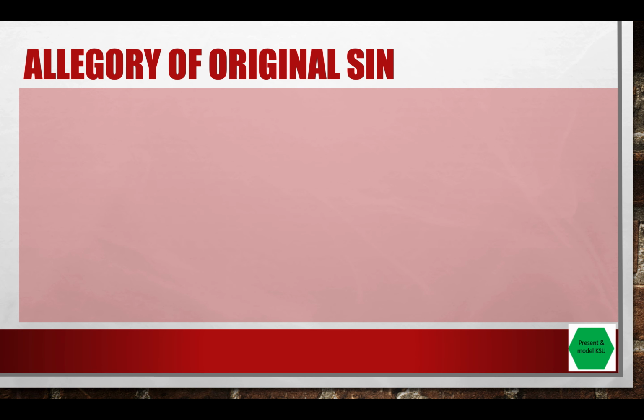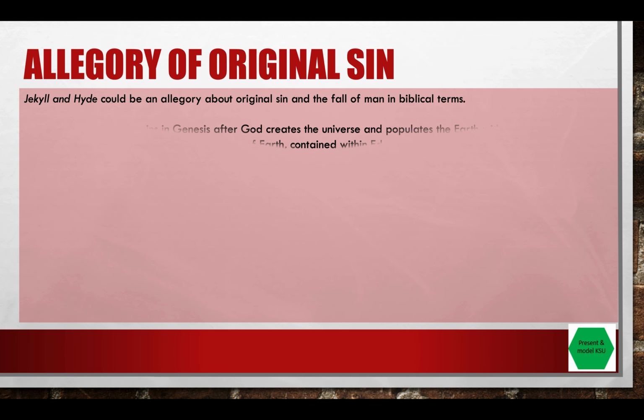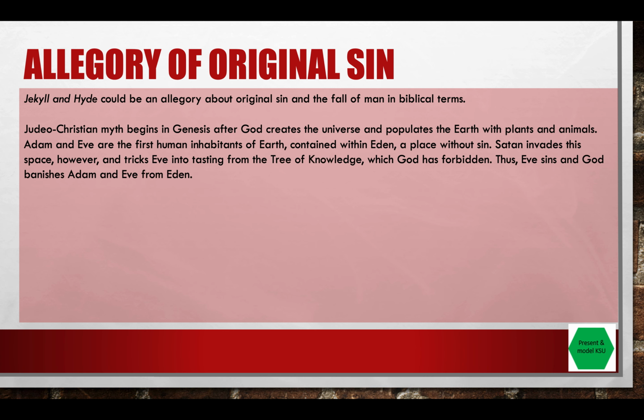Okay, let's move on then to allegory of original sin. Stevenson's text could be an allegory about original sin and the fall of man in biblical terms. Judeo-Christian myth begins in Genesis after God creates the universe and populates the earth with plants and animals. Adam and Eve are the first human inhabitants of earth, contained within Eden, a place without sin. Satan invades this space, however, and tricks Eve into tasting from the tree of knowledge, which God has forbidden. Thus, Eve sins and God banishes Adam and Eve from Eden.